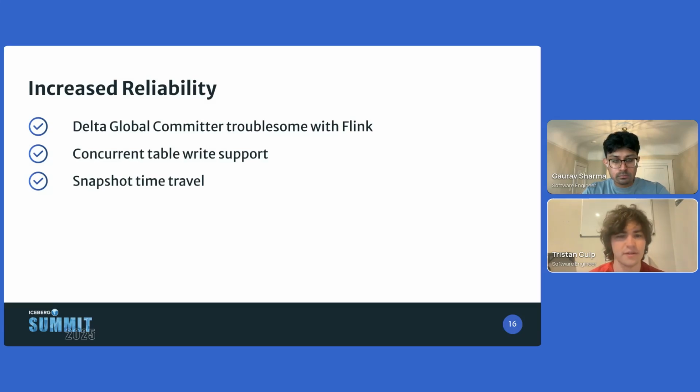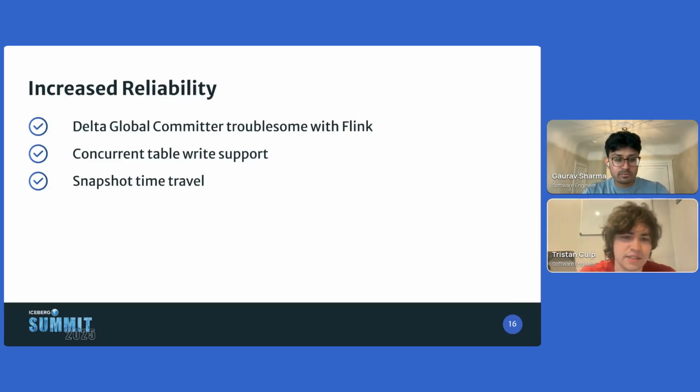the Delta global committer. So moving away from that concept and into Iceberg with Flink allowed us to reduce the amount of provisioning, which lowered costs, as well as reduced the number of problems that we faced when working with our Flink jobs.